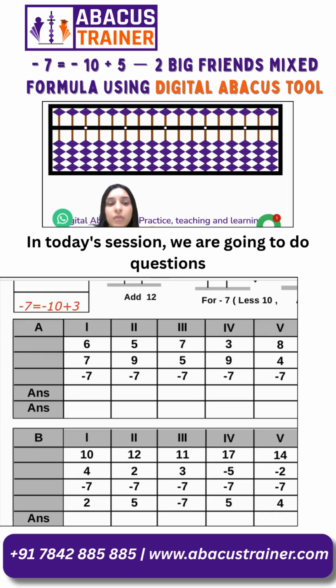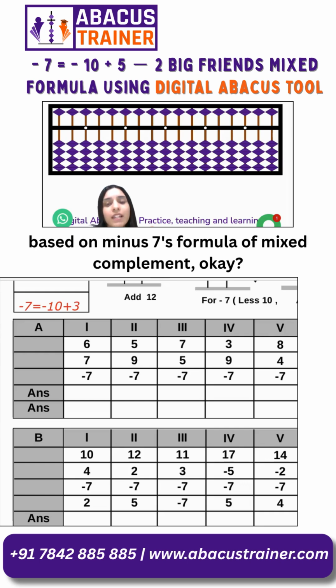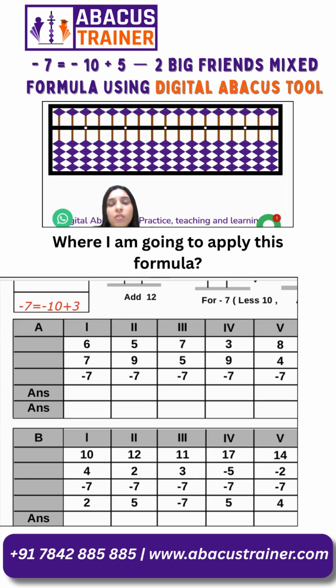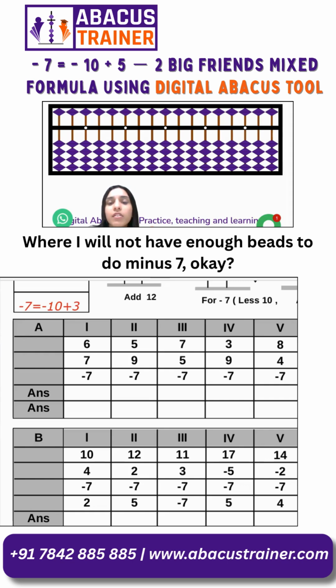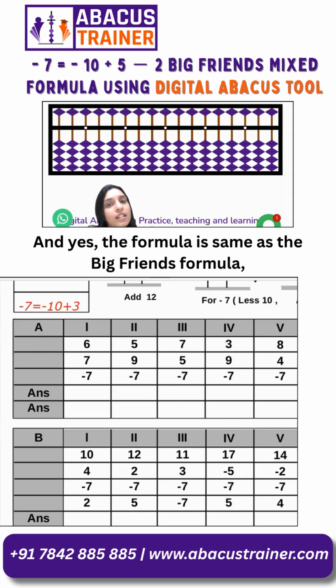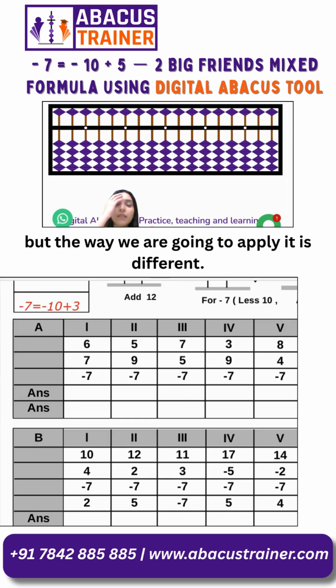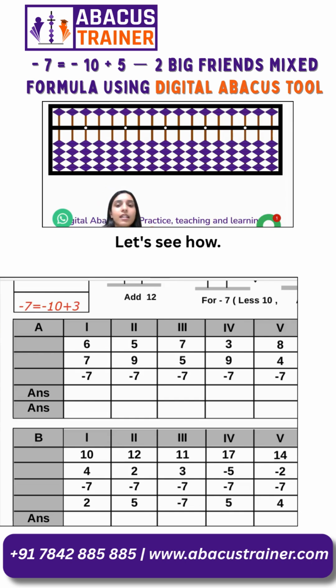In today's session, we are going to do questions based on the -7 formula of mixed complement. I am going to apply this formula where I will not have enough beads to do -7. Yes, the formula is the same as the big friends formula, but the way we are going to apply it is different. Let's see how.